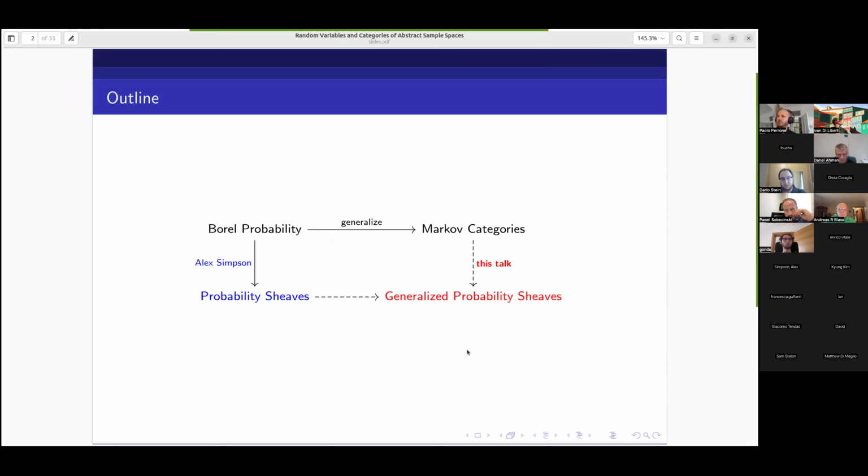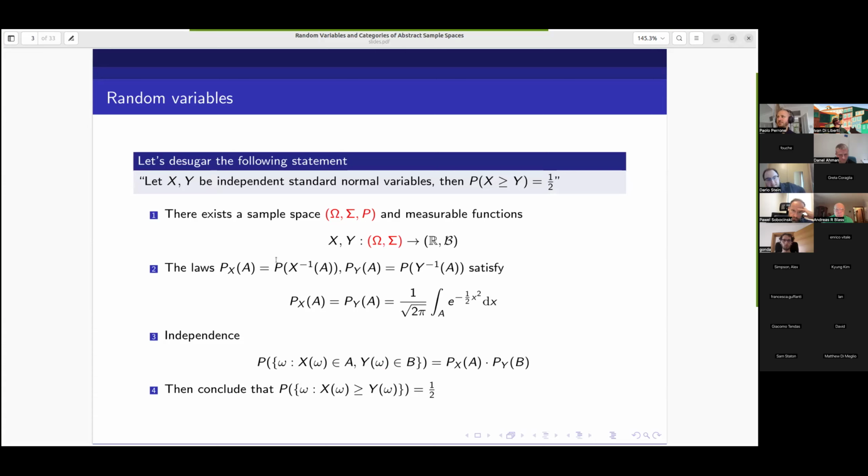And with this talk, I want to compute sort of the pushout of these two things. So in this talk, I'm going to talk about generalized probability sheaves, which is something that we can create out of every Markov category that has suitable structure, and thereby generalize this amazing work that Alex has been doing. So let's get going. We'll do a little refresher on what a random variable is.